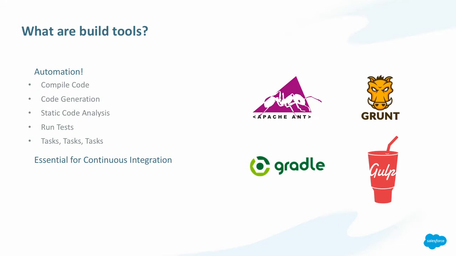The tools allow us to run these common tasks easily and consistently, and we'll talk about that in a minute. Some of the common build tools that you use are seen here on the right. We have Apache Ant, which the Force.com migration tool is based on. And then some other ones, Grunt, Gradle, and Gulp. We're going to be showcasing Gulp today, but you can use any one of them. It's pretty agnostic.